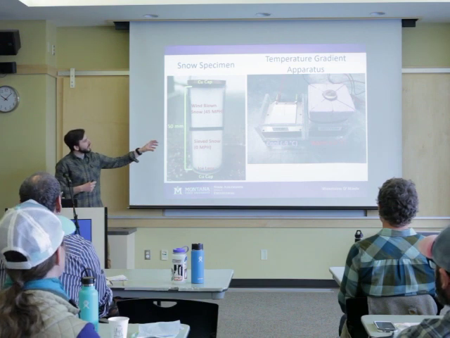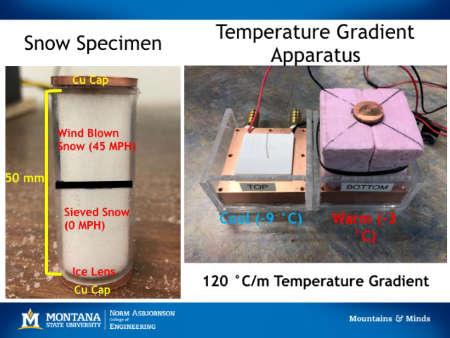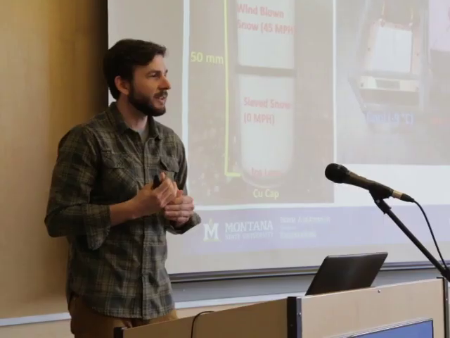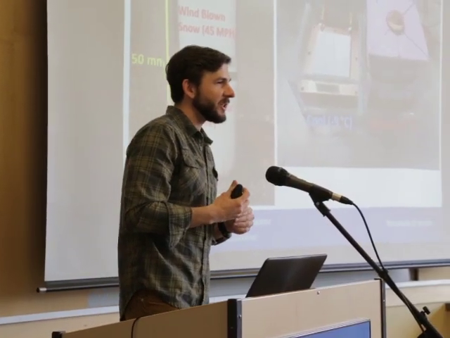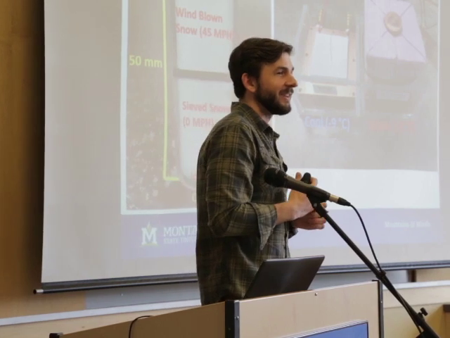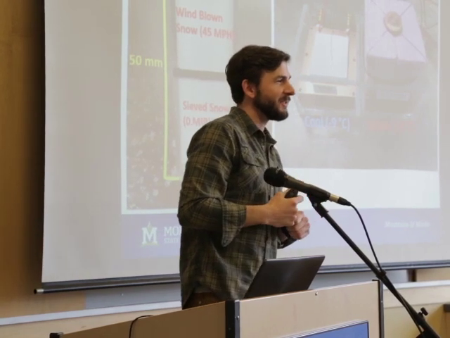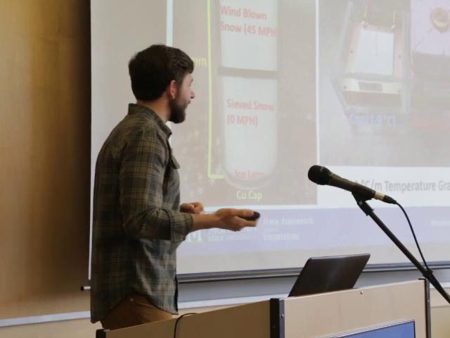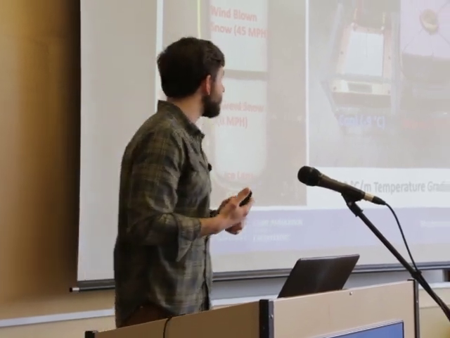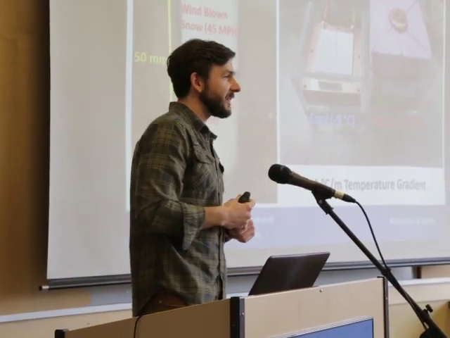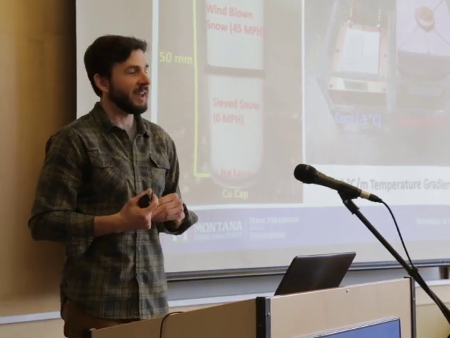And then I place that into what we call a temperature gradient apparatus and apply a temperature gradient. Essentially it's just temperature controlled plates, and on the warm end, which is the bottom, -3 degrees, and on the top is -9 degrees. You guys think that's a substantial temperature gradient? Enough for kinetic snow metamorphism? Yeah, it's like 120 degrees C per meter, which is pretty significant.